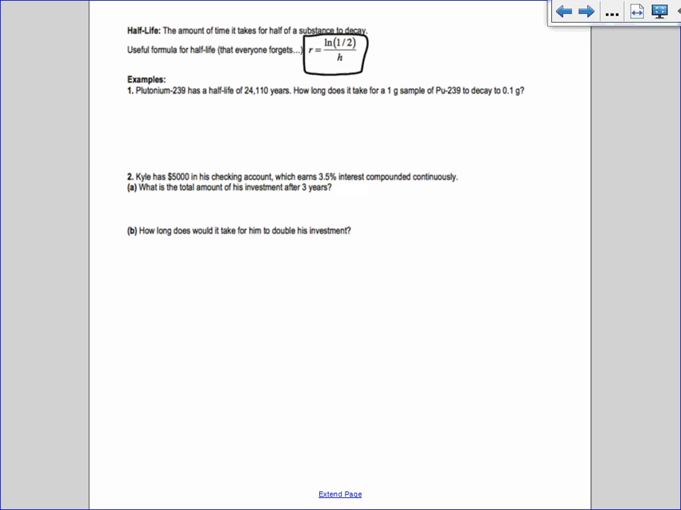A useful formula that everyone always forgets, but you can use on your test if you memorize it, is this formula: R is equal to the natural log of 1/2 divided by the half-life. If you know that formula, it saves you a bunch of steps. I'm going to show you what those steps are on number 1, and then we're going to shortcut it on number 3.